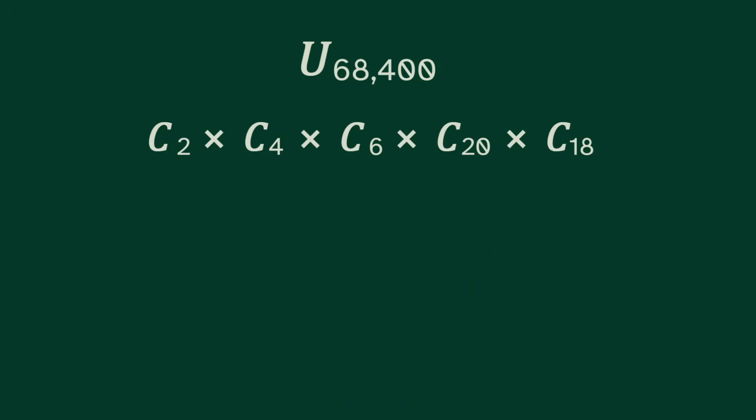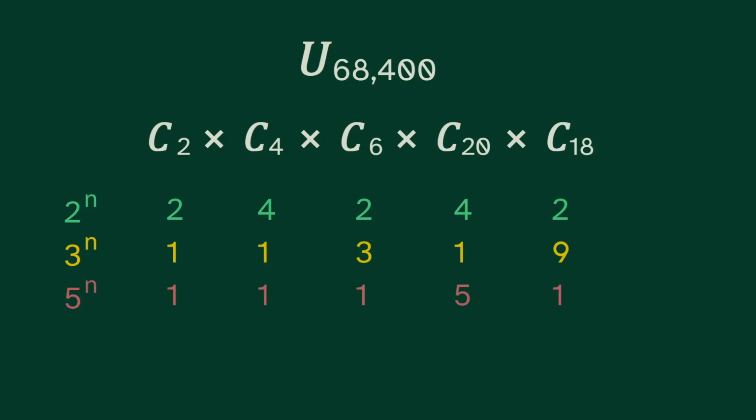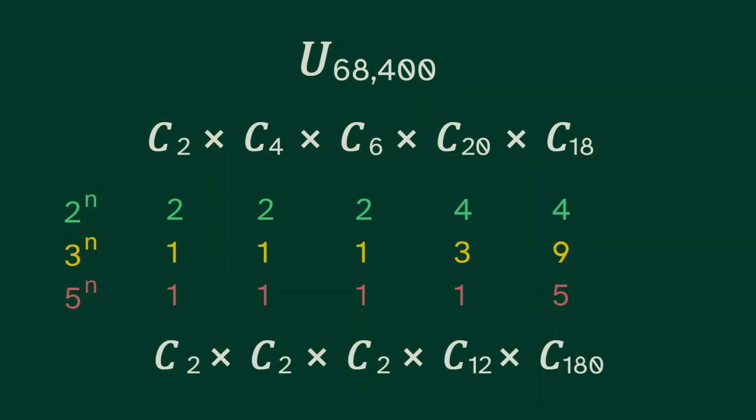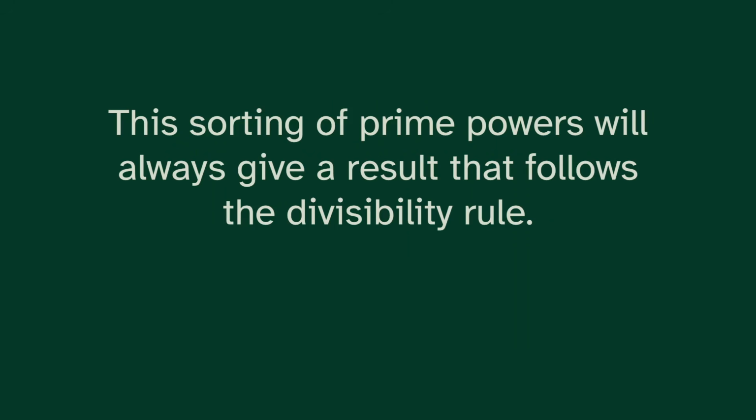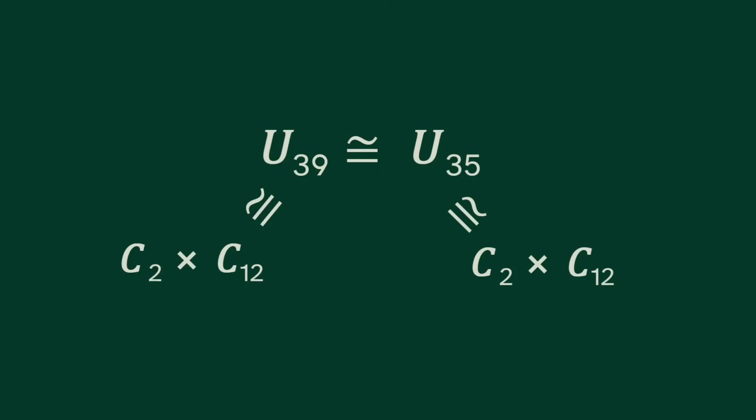So how do we find it? Here with this example, we'll split each cycle into its prime powers, and then sort the prime powers left to right, and then we take the product of each column to get our new representation. This sorting of prime powers will always give a result that follows the divisibility rule. And now it's much easier to see that U39 is isomorphic to U35 because they have the same standard representation. Once we've found this standard representation, we can just check directly, do they match?